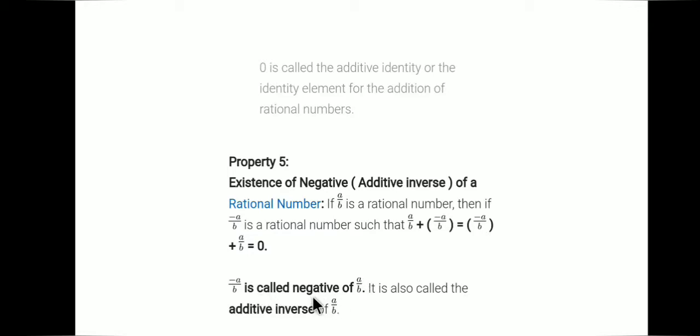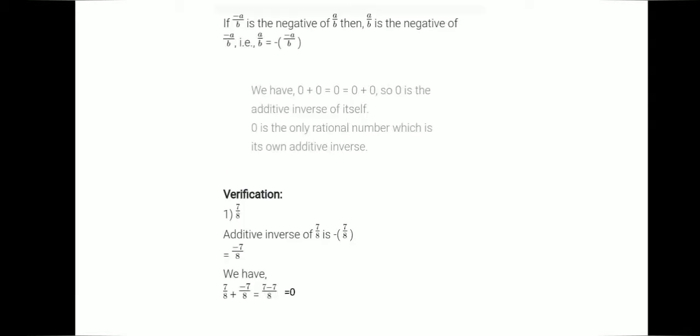If we add both these two rational numbers, the sum is 0, then it is called the additive inverse of a upon b. Minus a upon b is called the additive inverse of a upon b, and vice versa is also true. Similarly, a upon b is also the additive inverse of minus a upon b. If minus a upon b is the negative of a upon b, then a upon b is the negative of minus a upon b, that is a upon b is equal to minus of minus a upon b.